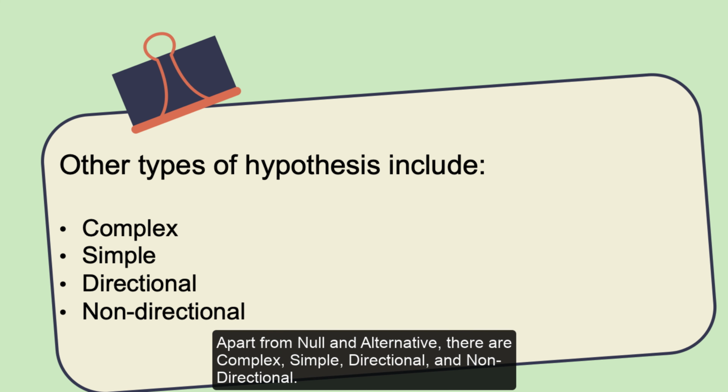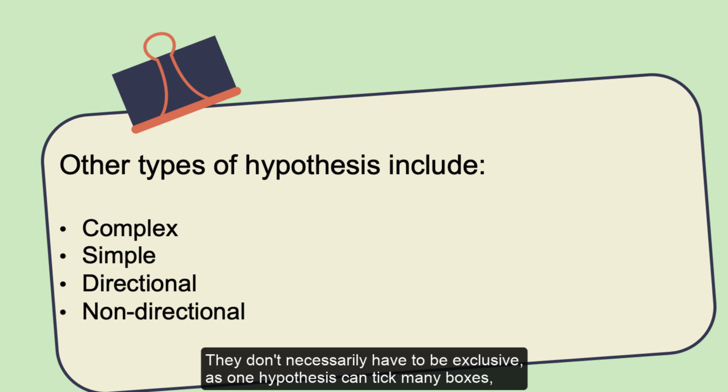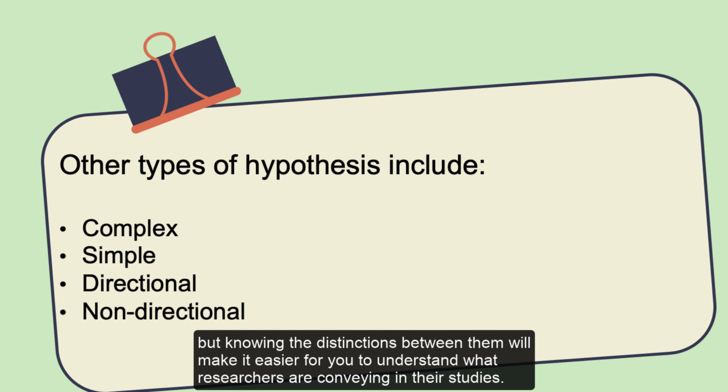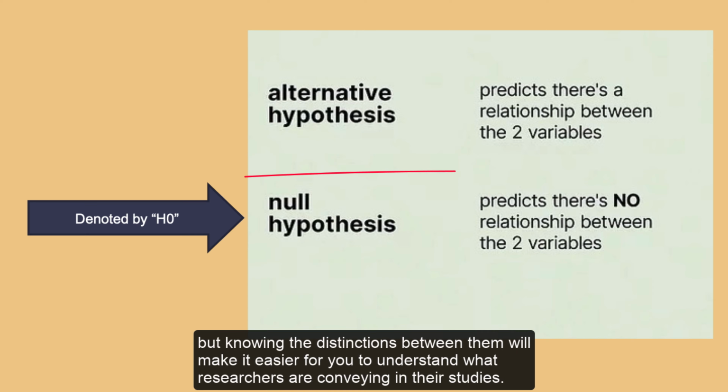Apart from null and alternative, there are complex, simple, directional, and non-directional. They don't necessarily have to be exclusive, as one hypothesis can tick many boxes, but knowing the distinctions between them will make it easier for you to understand what researchers are conveying in their studies.